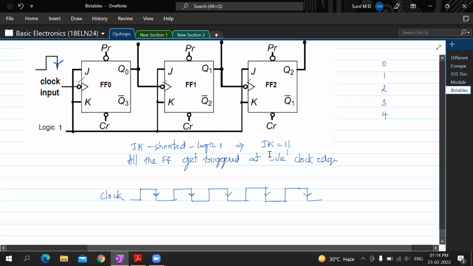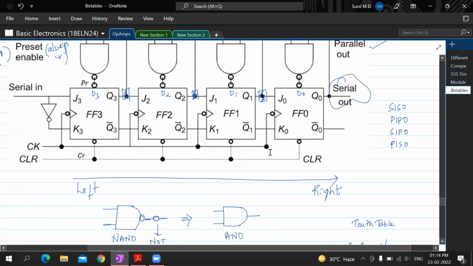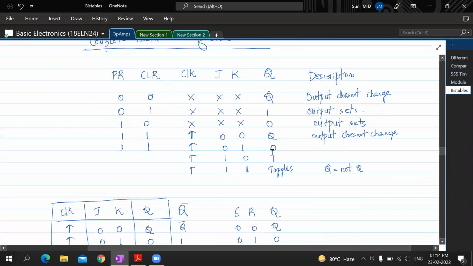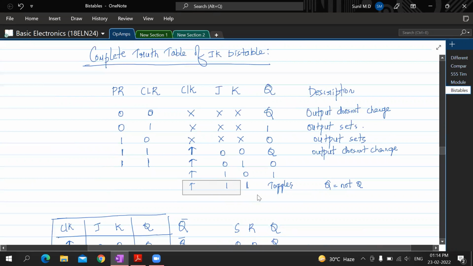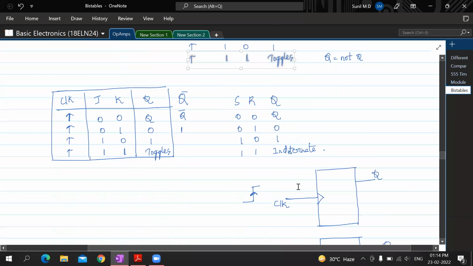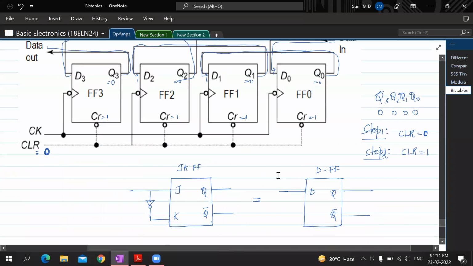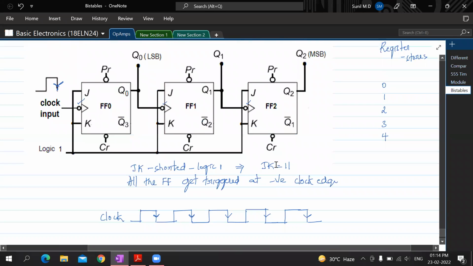So what happens if JK is 1 1? Can you tell me here? What happens if JK takes the value 1 1? It's toggling. If JK is 1 1, the output toggles. Output toggles means what? If the output is 0, it becomes 1. If it is 1, it becomes 0. So that is the meaning of toggling. So since JK is 1 1 here, this implies that Q should toggle.